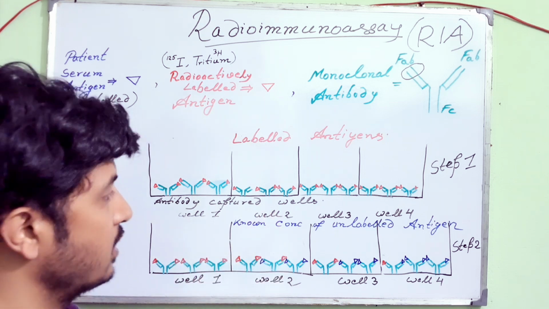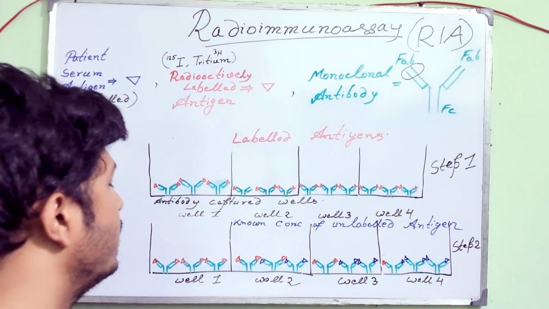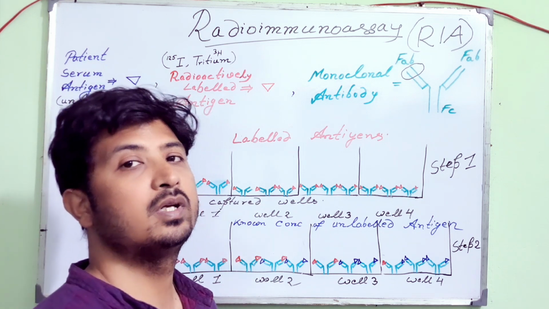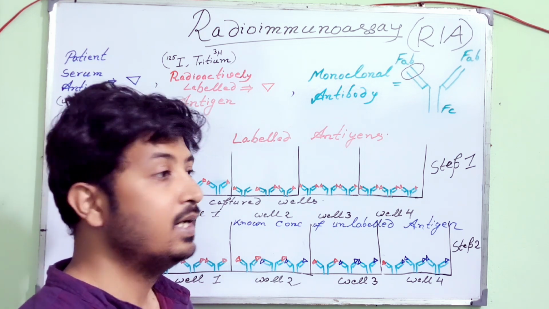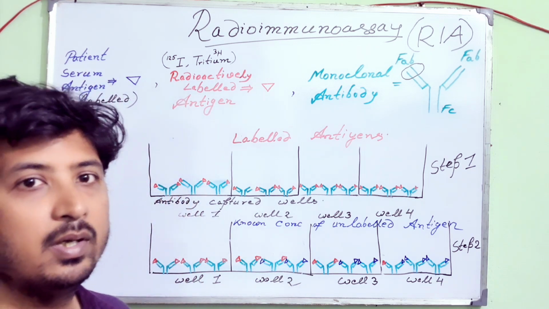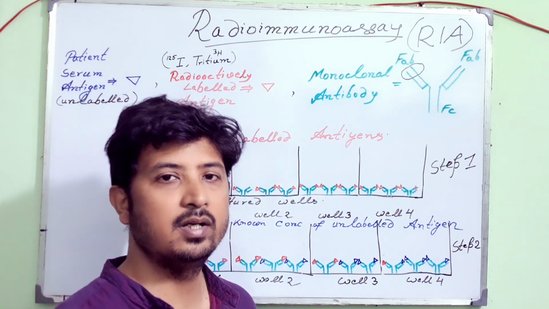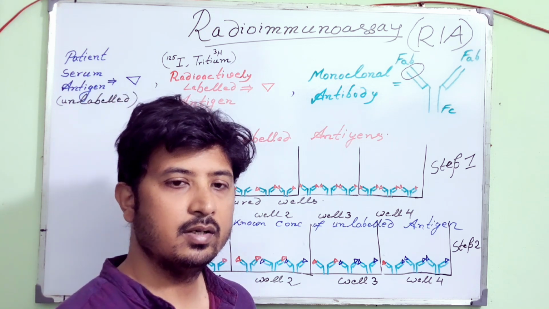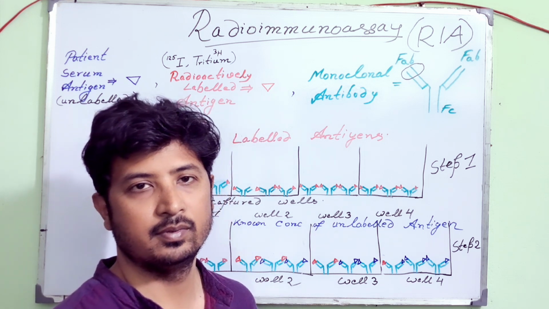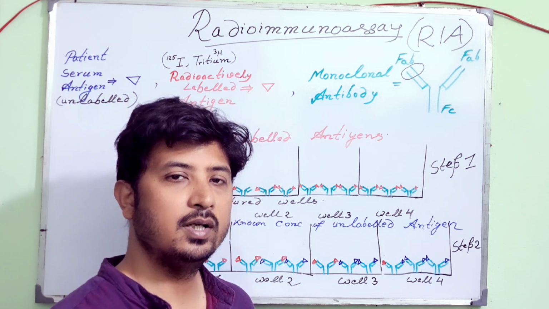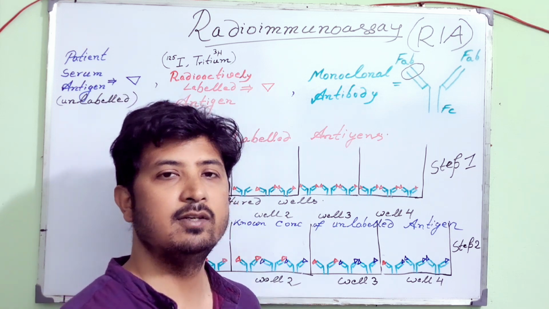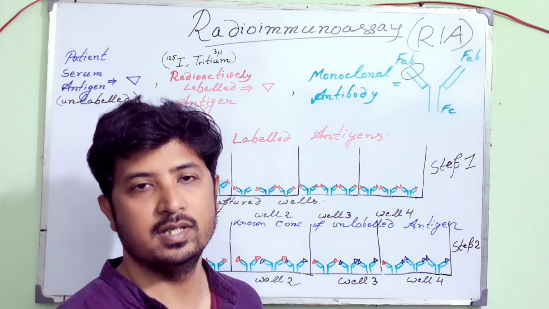Now I am going to the second step, where you will be adding known concentration of unlabeled antigens. Remember that, known concentration of unlabeled antigens. This is not the serum antigen. You have it in the kit provided, so that you know that 10 microliter of the serum contains 1 nanogram of the antigen, 20 microliter will contain 2 nanogram of antigens. Likewise, the company has given you known concentration antigens.